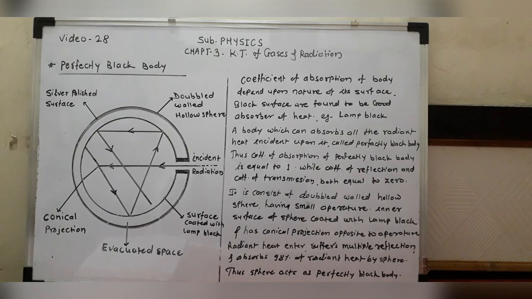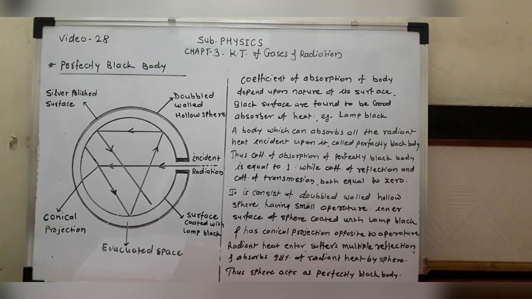During each reflection, the inner surface of the sphere, which is coated by the lamp black, absorbs more than 98% of the radiant heat incident upon it. In this way, within a few minutes, all the radiant heat incident upon it is absorbed by the inner surface of the sphere during the multiple reflection, so this double walled hollow sphere acts as a perfectly black body.